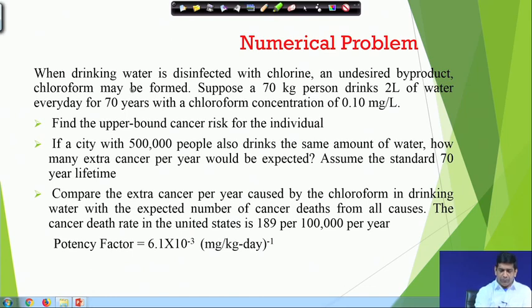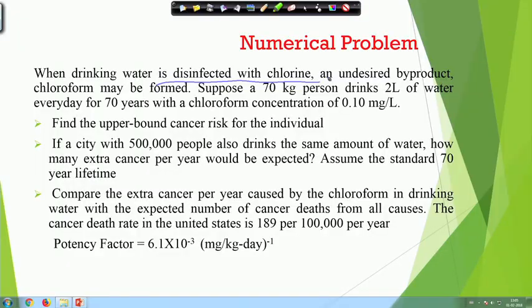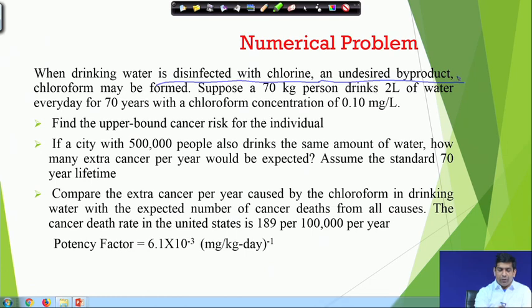Say you have drinking water which is disinfected with chlorine. If you have taken a water treatment class, you know that chlorine is used as one of the disinfectants. We also leave some residual chlorine. But one of the problems when we add chlorine is that it produces an undesired byproduct, which is chloroform. You may have heard the term disinfection byproduct, which is a term used for these kinds of products. So when water is disinfected with chlorine, we get a byproduct, chloroform.